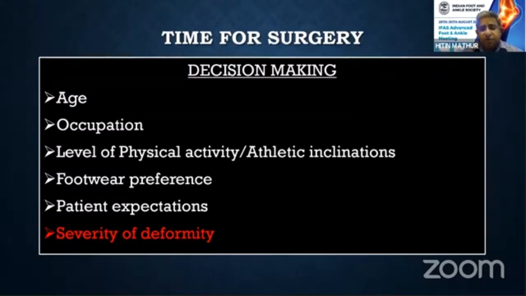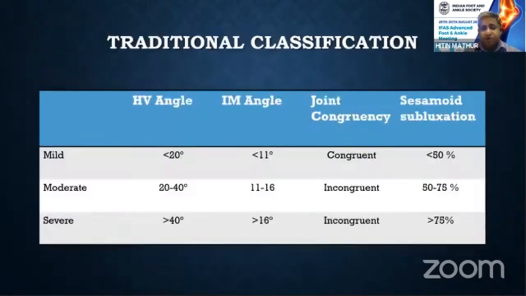For example, if you offer a first MTPJ arthrodesis for a patient who may be a ballet dancer or who may like to wear high-heel shoes, she may not be very happy with your decision in spite of the fact that you may have given a perfect anatomical correction. So once you decide for surgery, you need to know whether the deformity is mild, moderate, or severe based on the hallux valgus and intermetatarsal angles.